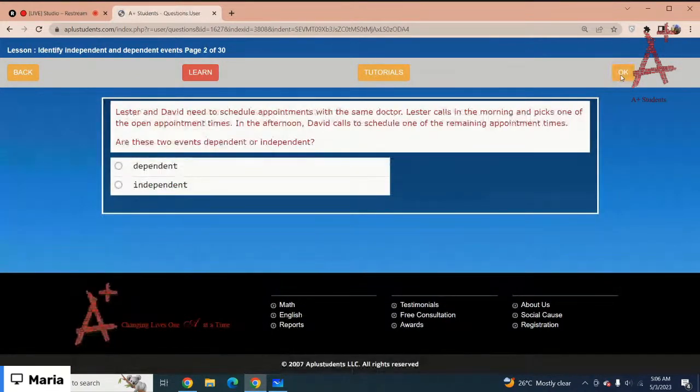Lester and David need to schedule appointments with the same doctor. Lester calls in the morning and picks one of the open appointment times. In the afternoon, David calls to schedule one of the remaining appointment times. Are these two events dependent or independent? Which is the correct option? They are dependent because David couldn't make the appointment at the same time Lester did. David can't schedule the appointment at the same time Lester has, so they are dependent events.